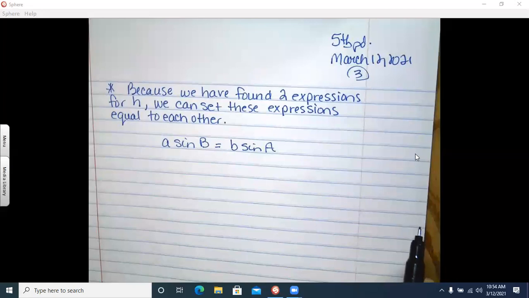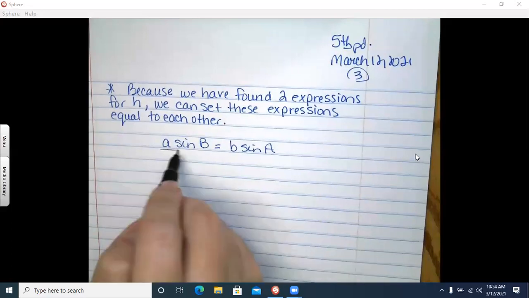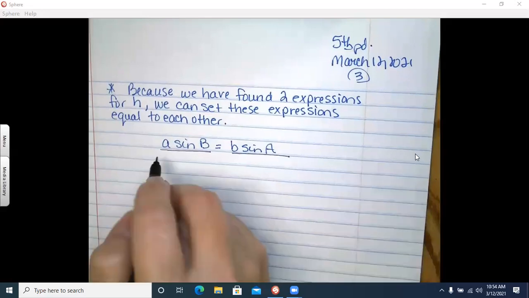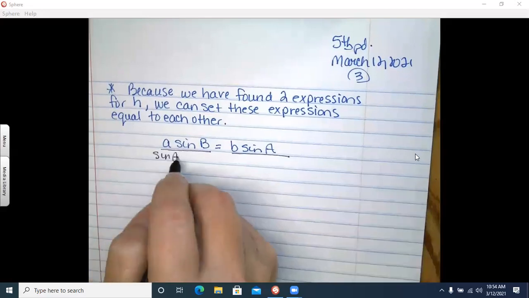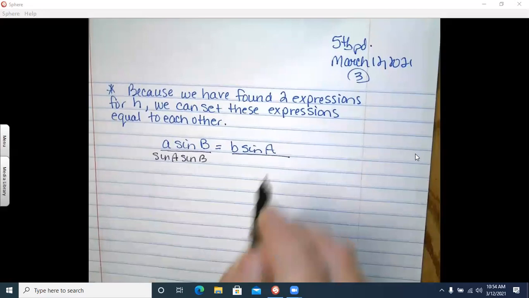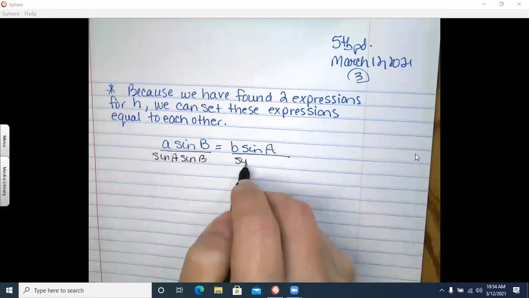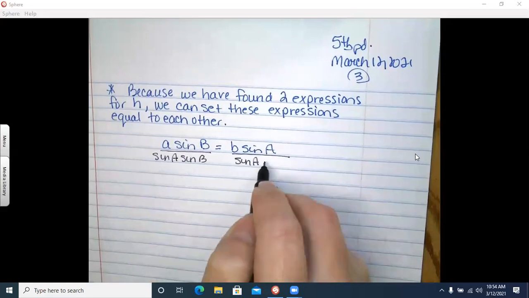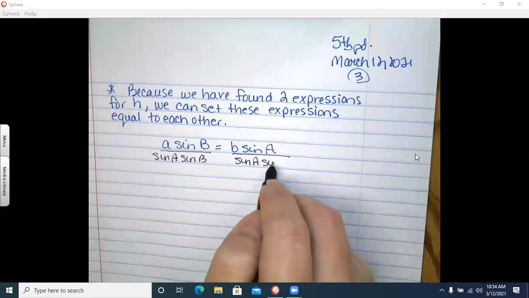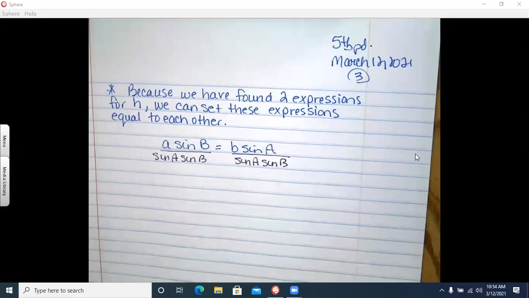So I'm going to divide both sides. As long as I divide both sides by the same thing, that's okay, right? No matter what I divide by, it's okay as long as I do it to both sides. So I'm going to divide both sides by sine of A times sine of B. As long as I do that to both sides, then I'm good.